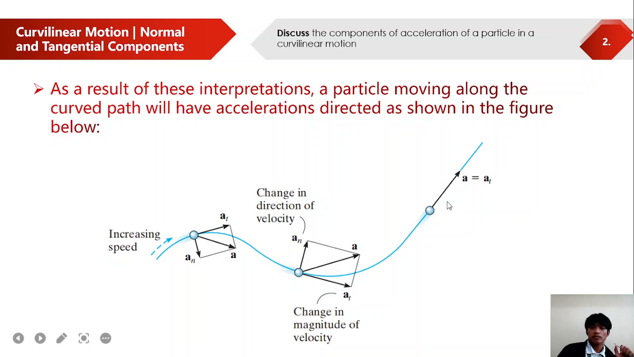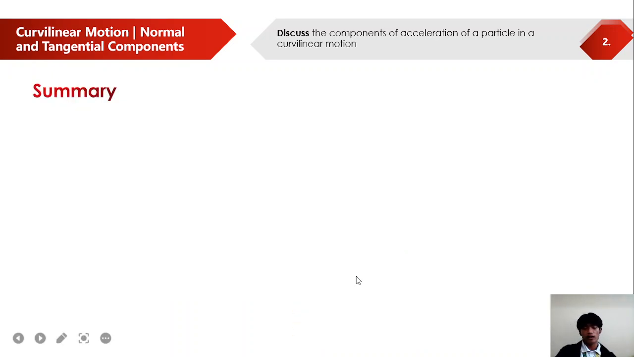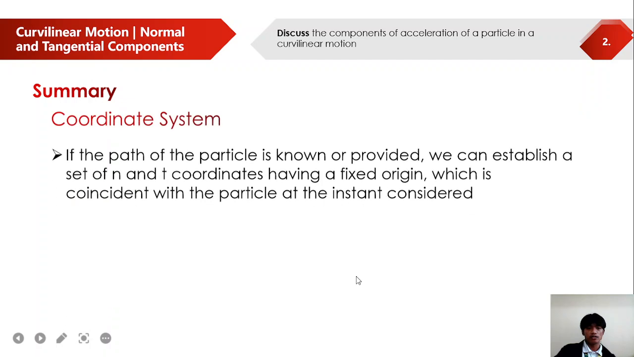In the third scenario, a equals a sub t, since the particle now moves along a straight-line path. So there is no a sub n. There is no concave side, no curve, and no rho. We can say that a equals a sub t for a straight-line path. There is no normal component. So, that is for your normal and tangential components.